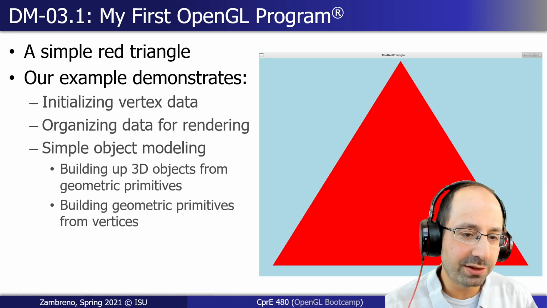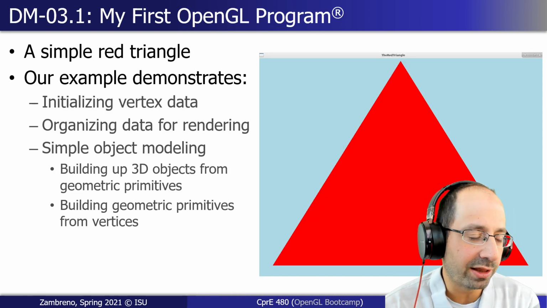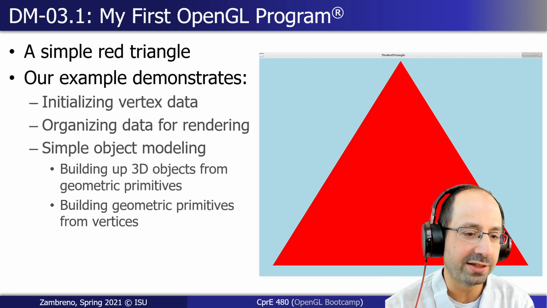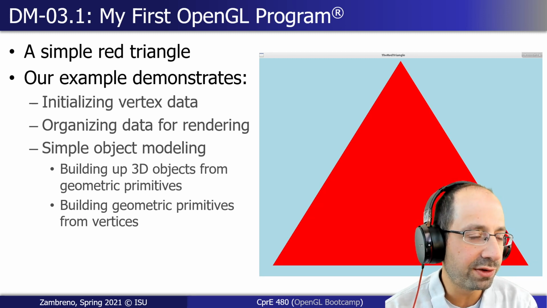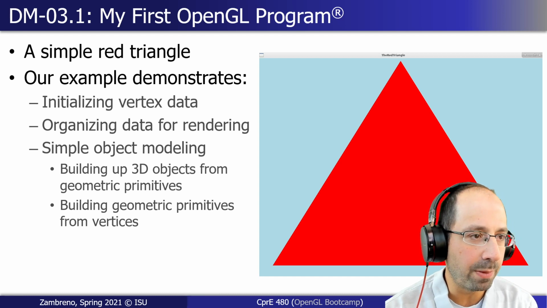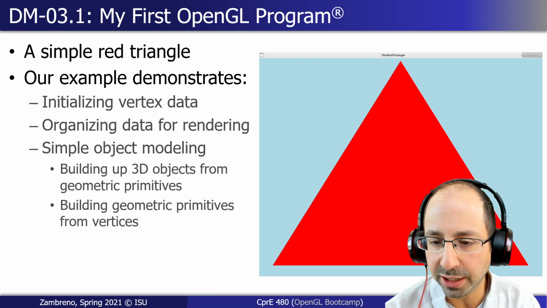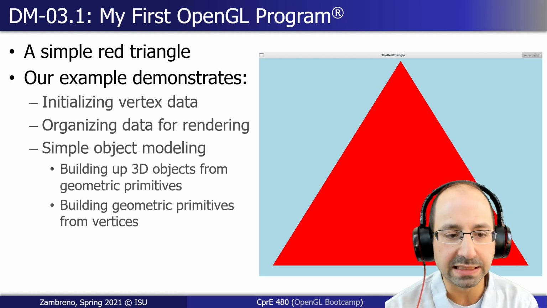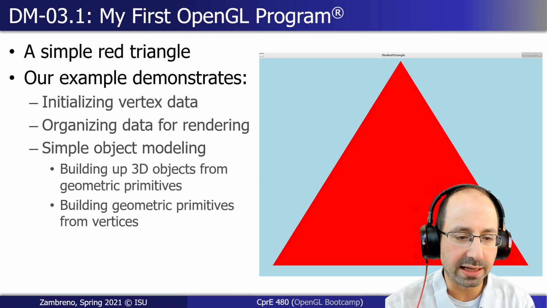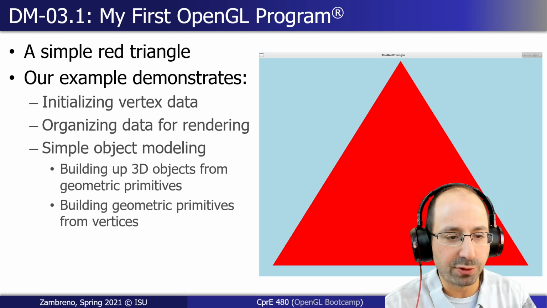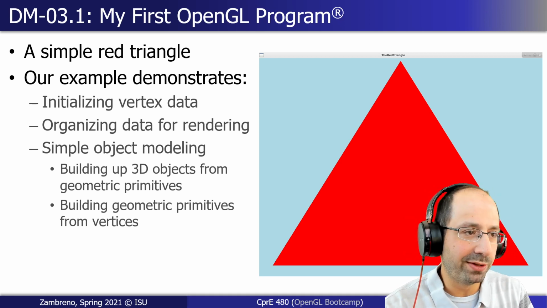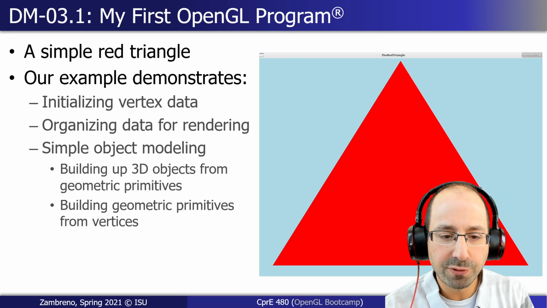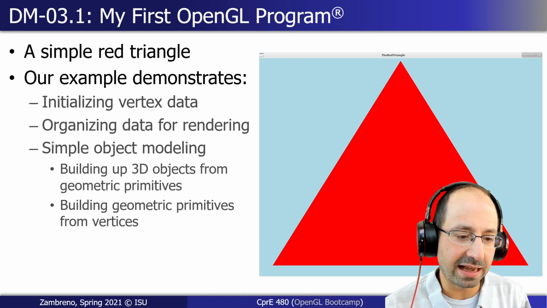So this is our first real OpenGL program, if we're not counting the point examples as being real. This is the simple red triangle. And so this code is available in your MP2 project directories, and I'll bring it up here to walk through some of the things that code is doing. It's just an example that demonstrates what it means to initialize that vertex data, to organize the data to be able to do rendering, and to build up, in this case, a single triangle from that vertex data.